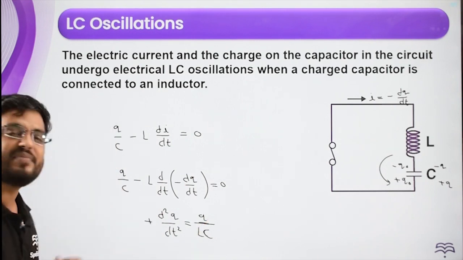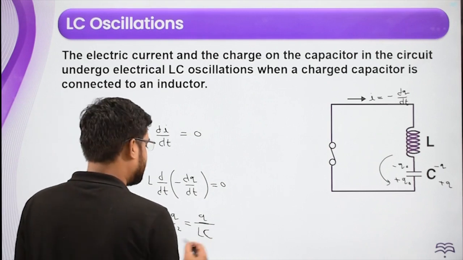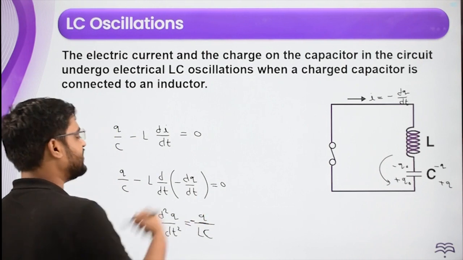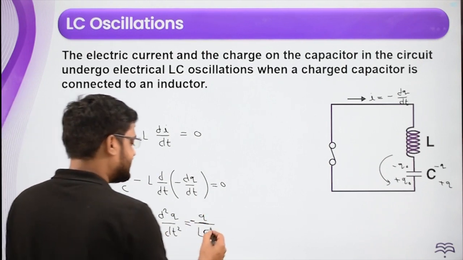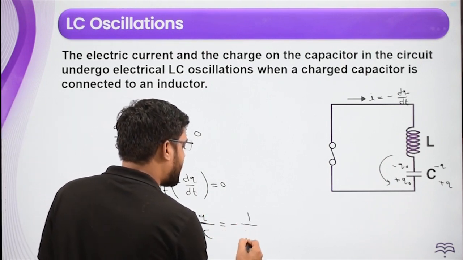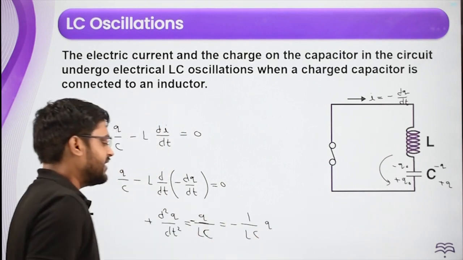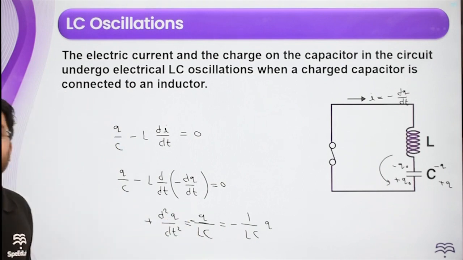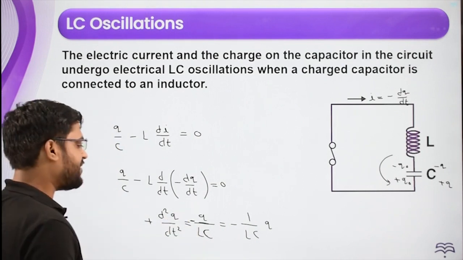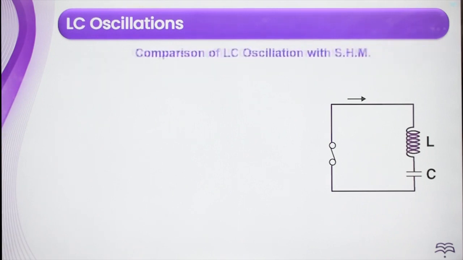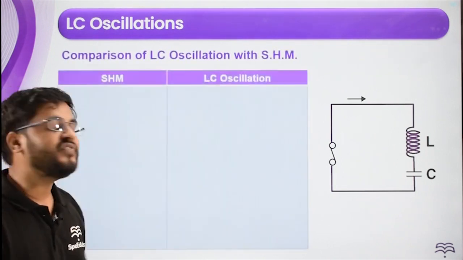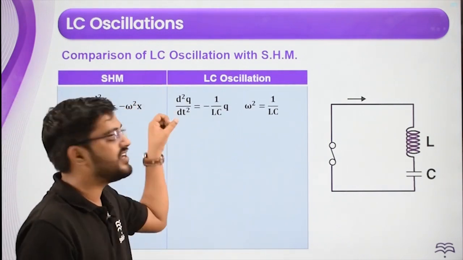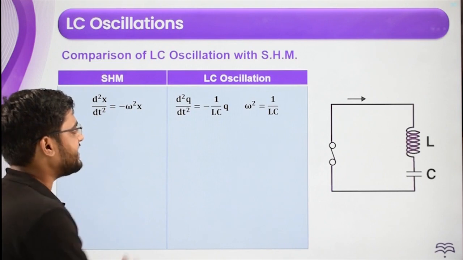Remember, this expression is very similar to another expression. This will be negative over here, because when this Q by C goes the other way around, we get minus Q by LC. Now I am just writing it as minus 1 by LC times Q. This is a second order differential equation which represents simple harmonic motion. We have already discussed such types of equations. Let us just compare it. I am directly comparing it with SHM and getting all the expressions. This is just the expression which we wrote: d2q by dt square is equal to minus 1 by LC into Q.